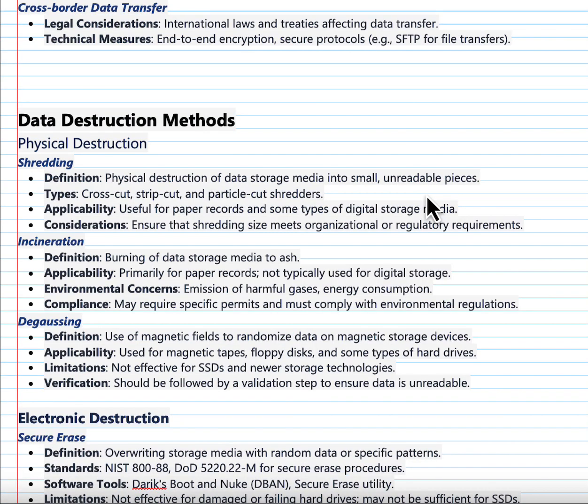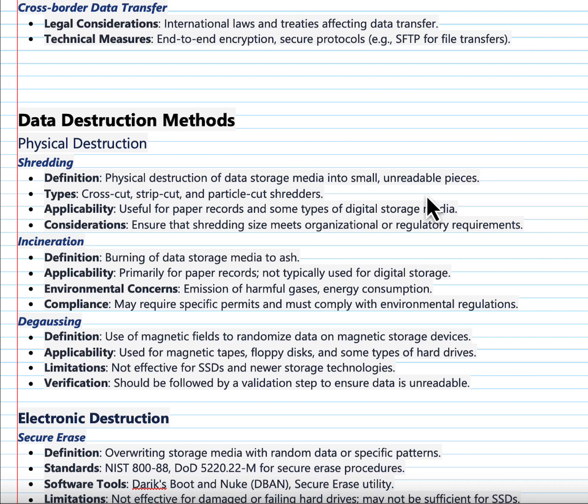Okay, so I'm going to get into data destruction methods. I'm going to talk about physical destruction and then electronic destruction. So the physical destruction, there's various types of destruction that can occur. And in the CISSP exam questions that you will see here on Thursday, we will be going over some of these questions. So shredding, this is one of them.